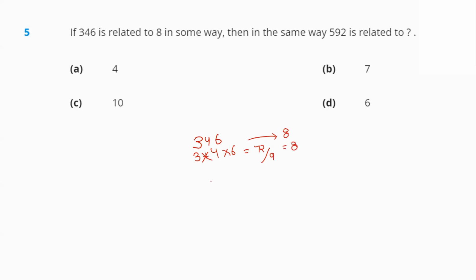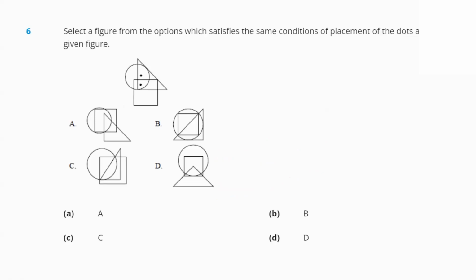We'll try this on another number. So 5 multiplied by 9 multiplied by 2, we get 90. So if we divide 90 by 9, we get, sorry, 10. Do we have option 10? Yeah. So our answer C is the correct answer. Moving on to the next question.